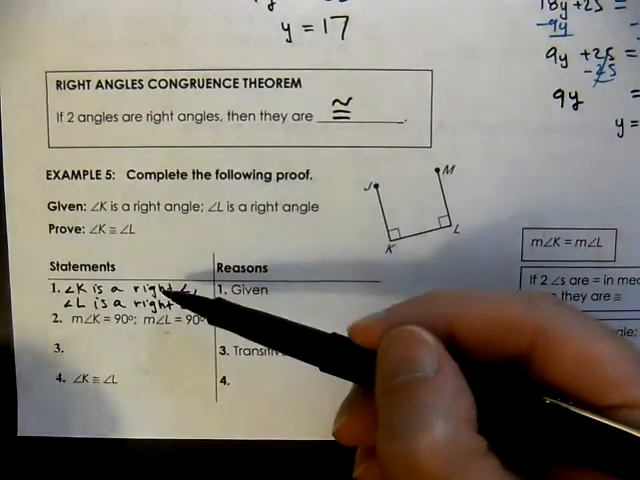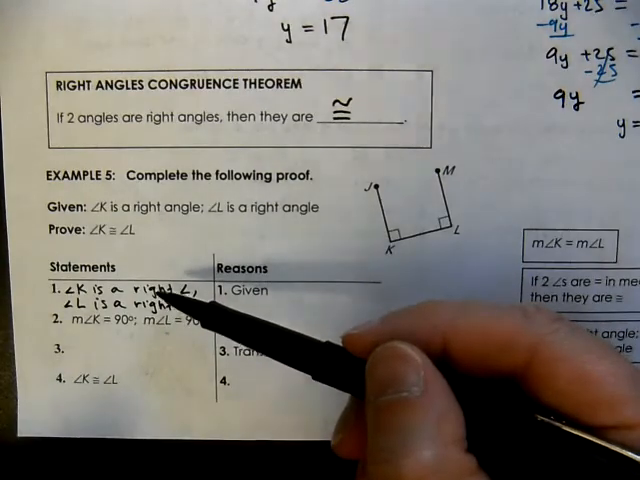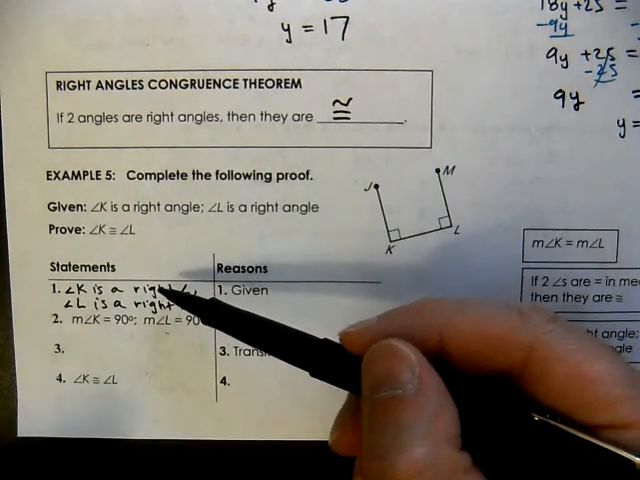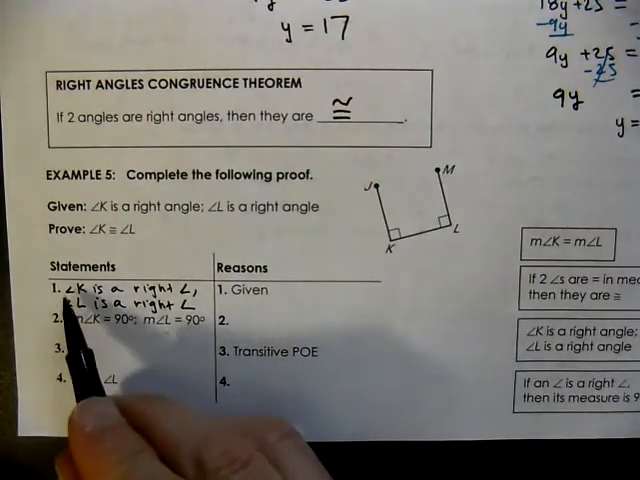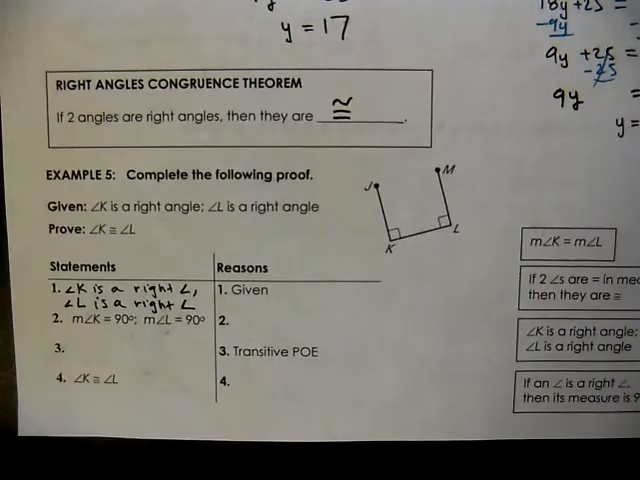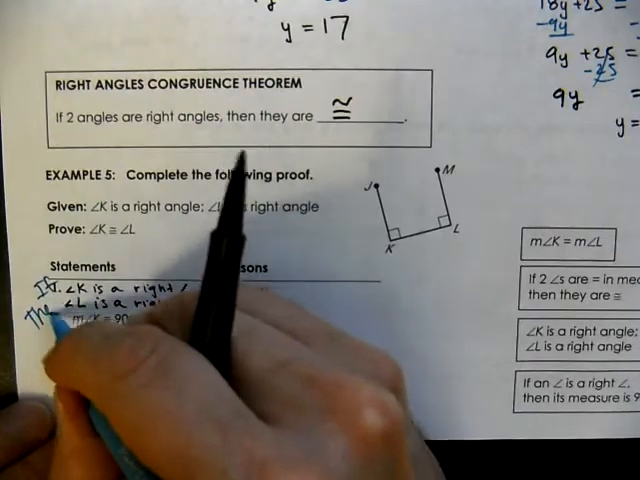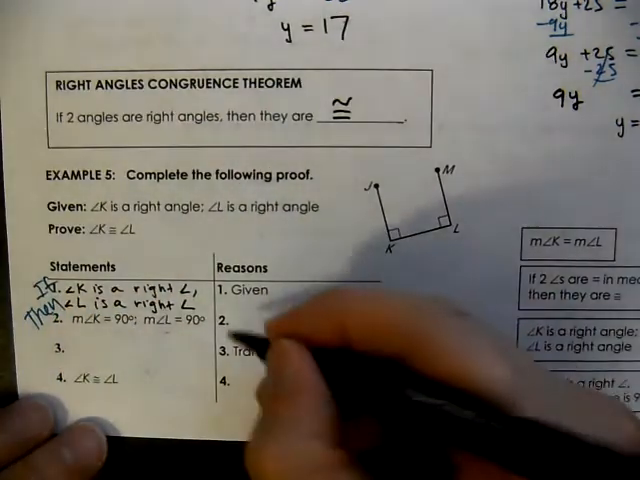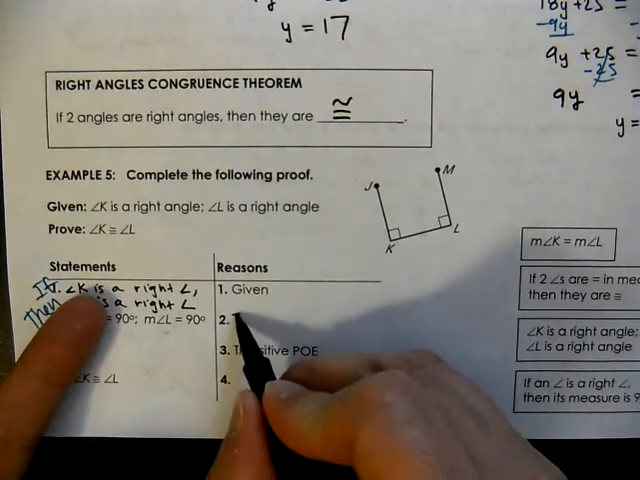Okay, well, what do we know about right angles? We know that the definition of a right angle is that if it's a right angle, it's equal to 90 degrees. So that's where we're transitioning. If an angle is a right angle, then it equals 90 degrees. So again, think of line 1 as your if, and line 2 as your then part of the if-then statement we're going to write for reason number 2. The if always describes what came before.